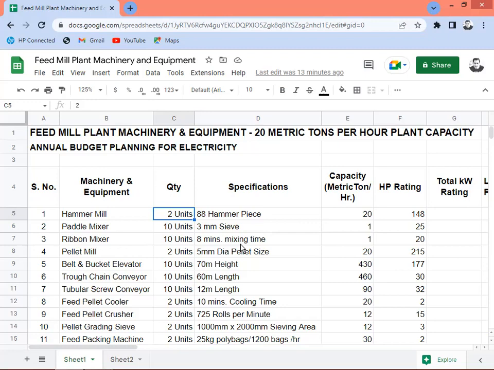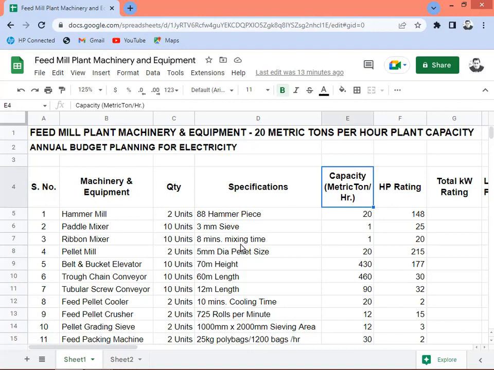Okay, you just change the quantity from 2 units. If you're having 4 units, put 4 units, just for us to be able to come up with the cost of our electricity. Okay, then specification. These are just samples. Okay, example. Then the rated capacity.